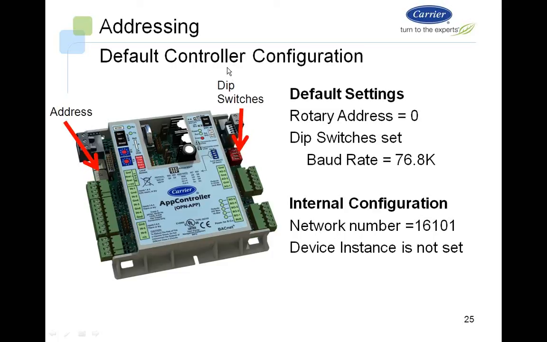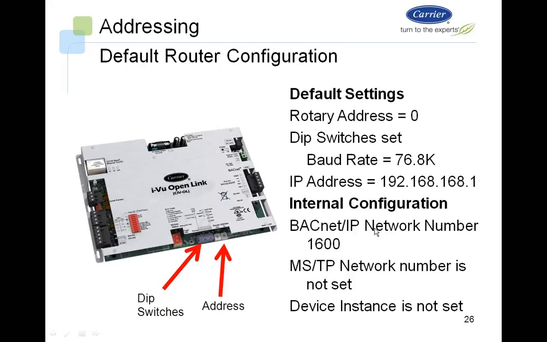On a router, the router also defaults to a rotary switch address of 00. The dip switch is set to the baud rate of 76.8, and it has a default IP address of 192.168.168.1. By default, the IP network number of an iView open router will be 1600. And while the MSTP network number will not be set, nor will the device instance, because both of these are dependent upon the rotary switch settings.